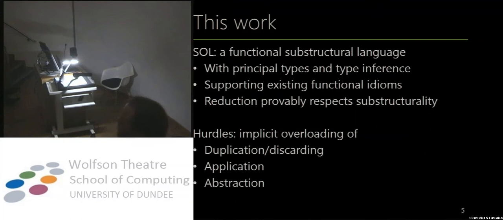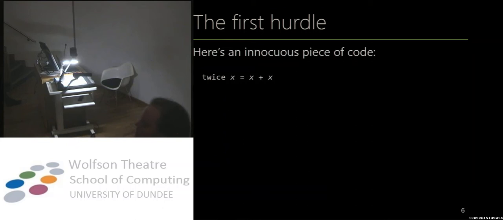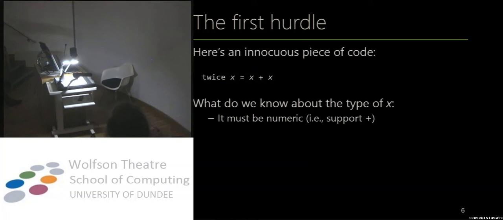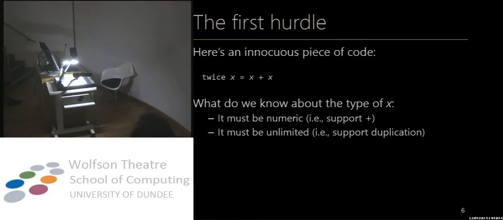So let's start out by talking about duplication and discarding. Here's a function: twice x is x plus x. What's the type of this function? Well, if we're Haskell people, we might say we know that x has to be numeric, that is, it has to support plus. But coming at this from a substructural perspective, we would also observe that we've copied this value x. So whatever this x thing is, it has to be unlimited, that is, it has to support duplication.